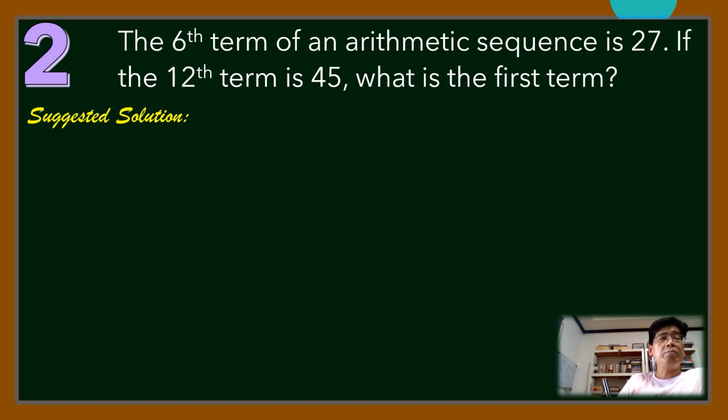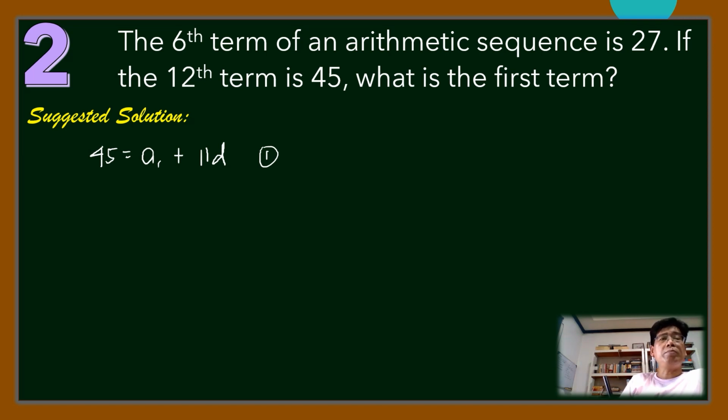From the second statement, the 12th term is 45, so we have a sub n, or a sub 12 is 45, and this is equal to a sub 1 plus n minus 1. Since this is the 12th term, n is equal to 12, so 12 minus 1 is 11 times the common difference. Let us call this our equation 1.